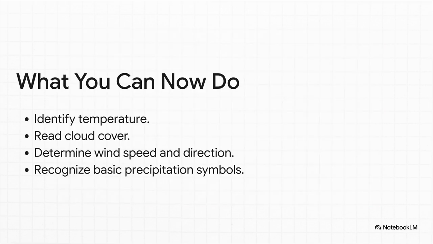So let's just recap what you can do now. You can look at one of those crazy symbols and actually pull out the temperature. You can read the cloud cover just by looking at the circle. You can figure out not just the wind speed, but also its direction from that little barb. And you can recognize the basic symbols for rain and snow. You've basically learned the fundamentals of a whole new language today.